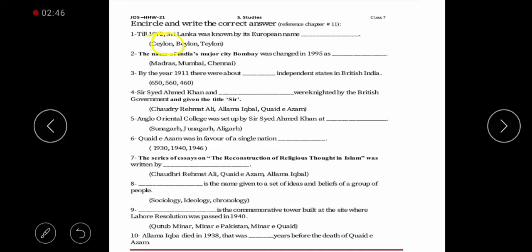The name of India's major city, Bombay, was changed in 1995. As we all know, till 1995 the capital and the most important city in India was Bombay. Then it was changed from Bombay to Mumbai. Okay. Now we know the important city of India as Mumbai.